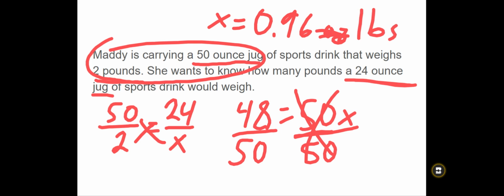Those are some examples. You guys are doing the exact same thing on that worksheet that you have.